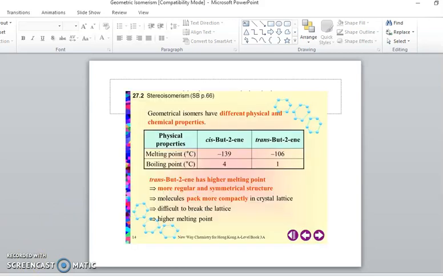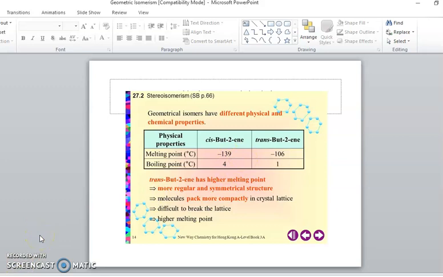Anyhow, here the physical properties of two molecules are compared. So you have cis butene and trans butene. We're going through these two molecules. So what is the melting point in degrees Celsius? It is minus 139 for cis and minus 106 for trans. Minus 106 is higher. So trans has a higher melting point. And look at the boiling point in degrees Celsius. Cis is 4 degrees Celsius while trans is 1 degree Celsius. So cis has the higher boiling point.